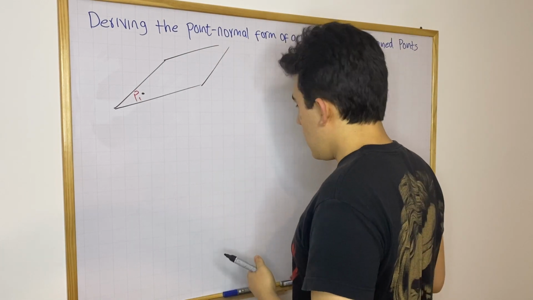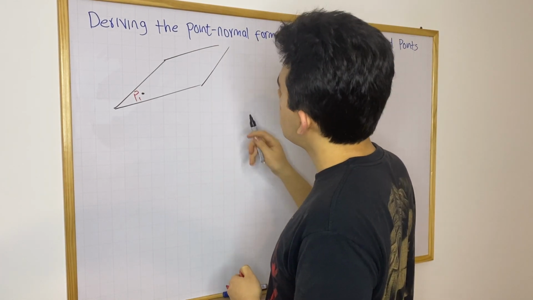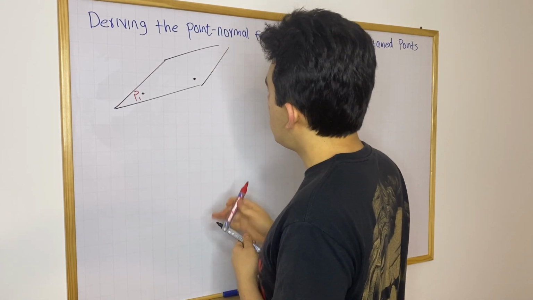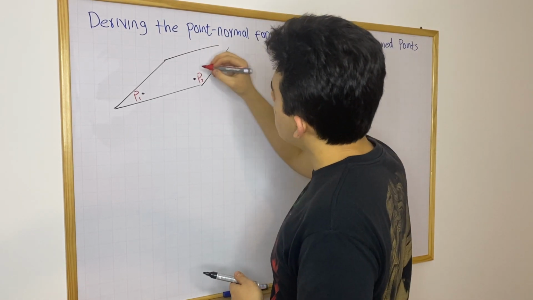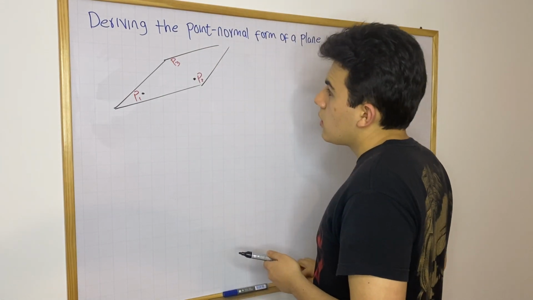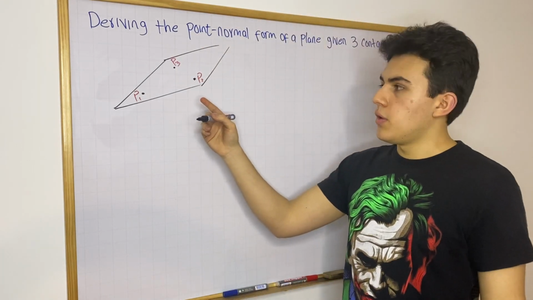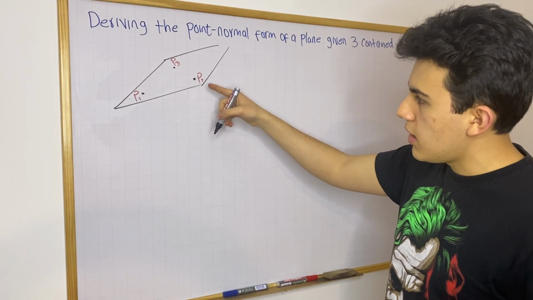And now say we're going to have another point. I'm going to do a point over here. This point is going to be P2. And let's say we have another point up here, which is going to be P3, okay? So now we have the 3 points in our plane, okay? This is going to be a plane, and we want to find the equation of this plane in space.